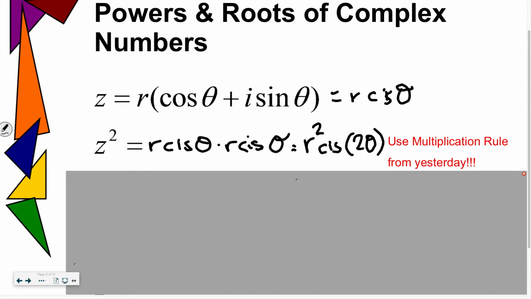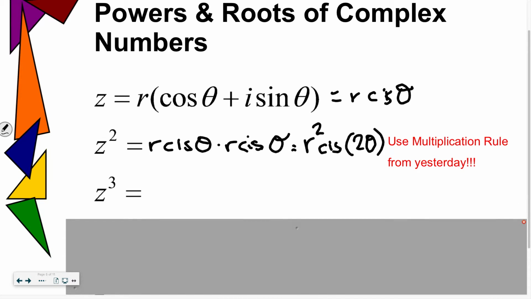So that's my multiplication rule from yesterday. Okay, let's do z cubed. Now, one way to do z cubed would be to do z times z. But we've already done z squared. So I'm going to pull my z squared answer, r squared cis 2 theta. And if I want to have z cubed, I just need to multiply by another z, right? So that would be my r cis theta above.